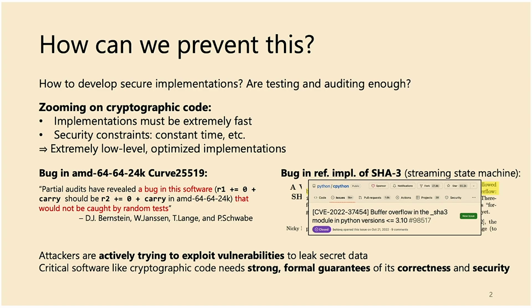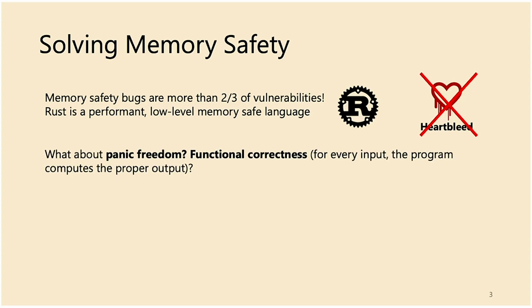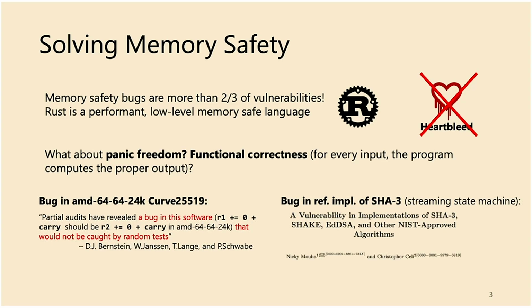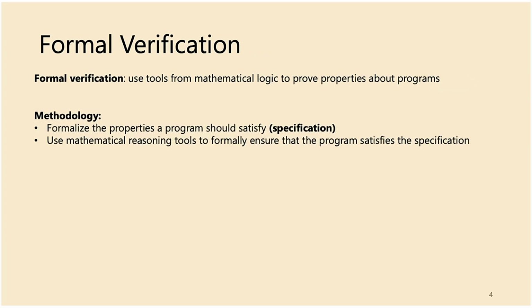So if there is one single bug, once again, think about the buffer overflow in the TLS implementation, it can be exploited. Now, the good thing is we've got Rust, which saves us from many bugs, so it saves us from Heartbleed, but it doesn't save us from panic freedom and functional correctness bugs, like those two I've mentioned before. So this is why we do formal verification.